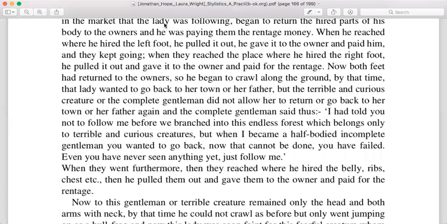Similarly, epithets can be describing the character's characteristic. For instance, telling about the lady what she was doing, she was following. About the gentleman, where was the gentleman? One is he was a complete gentleman, and then he was in the market. All of these, right? So there is an ample use of epithets here.